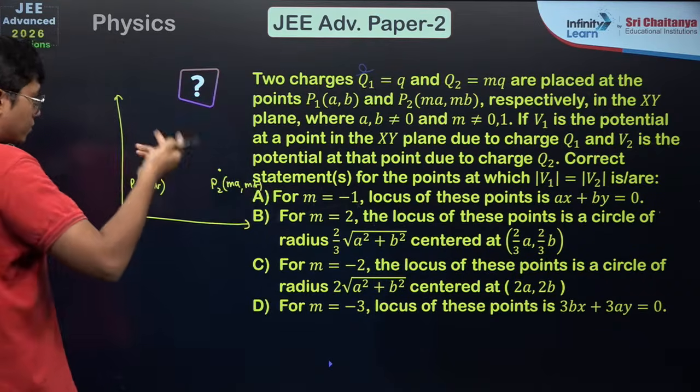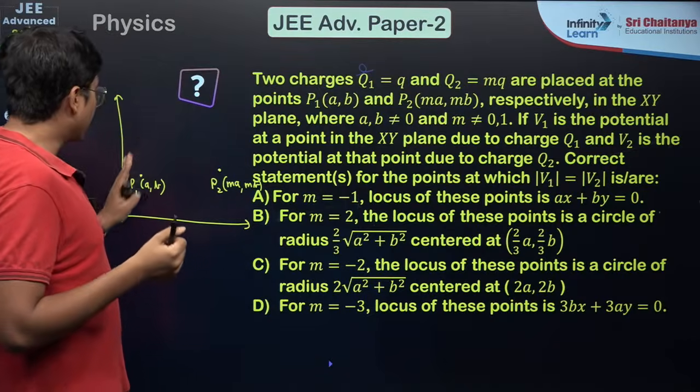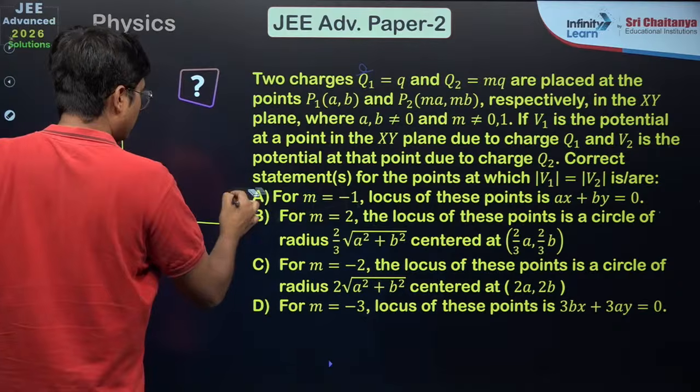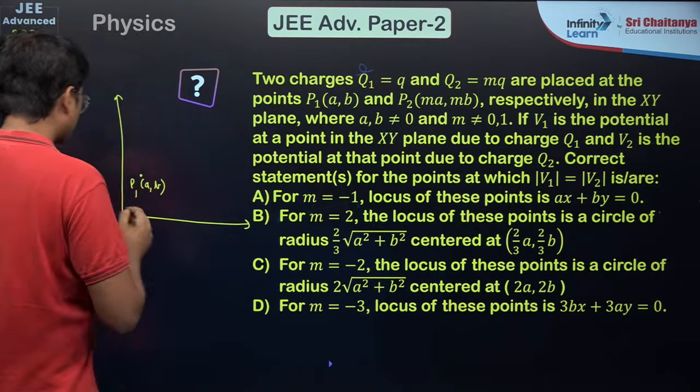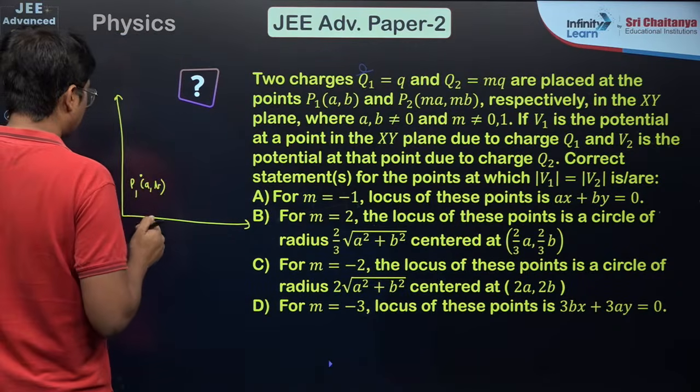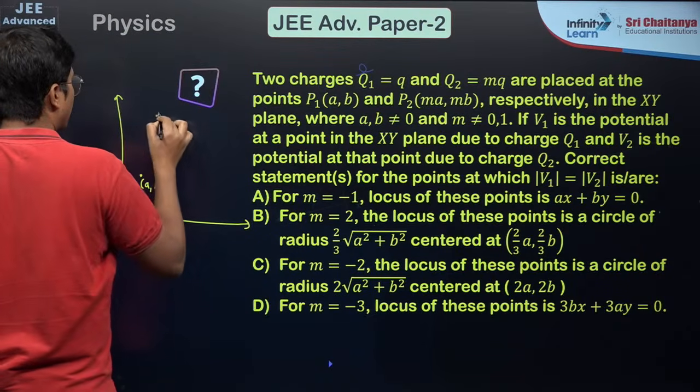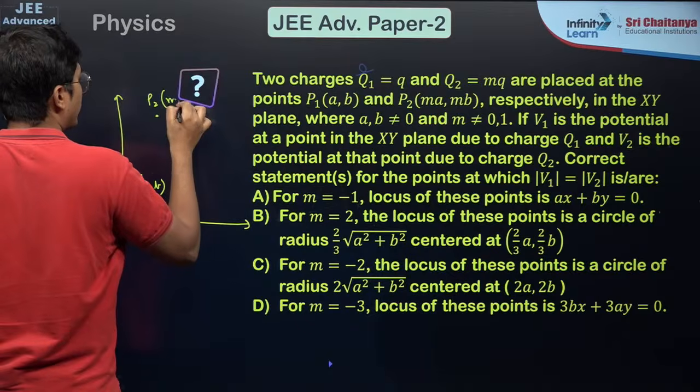Technically, it should not be here. It would be in a straight line. (ma, mb) would be in a straight line. Should not have drawn it that way. That's factually wrong. Maybe somewhere around here, P2, (ma, mb).